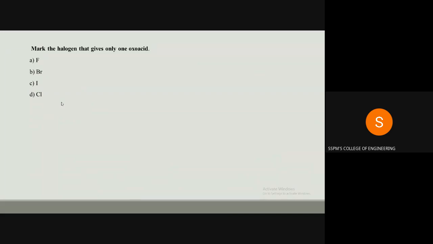Mark the halogen that gives only one oxacid. Oxacid means that when a halogen reacts with oxygen, an oxacid is formed. Only one element forms the oxacid, that is fluorine. Bromine cannot form the oxacid. Iodine and chlorine do not either. Only fluorine gives the oxacid reaction.